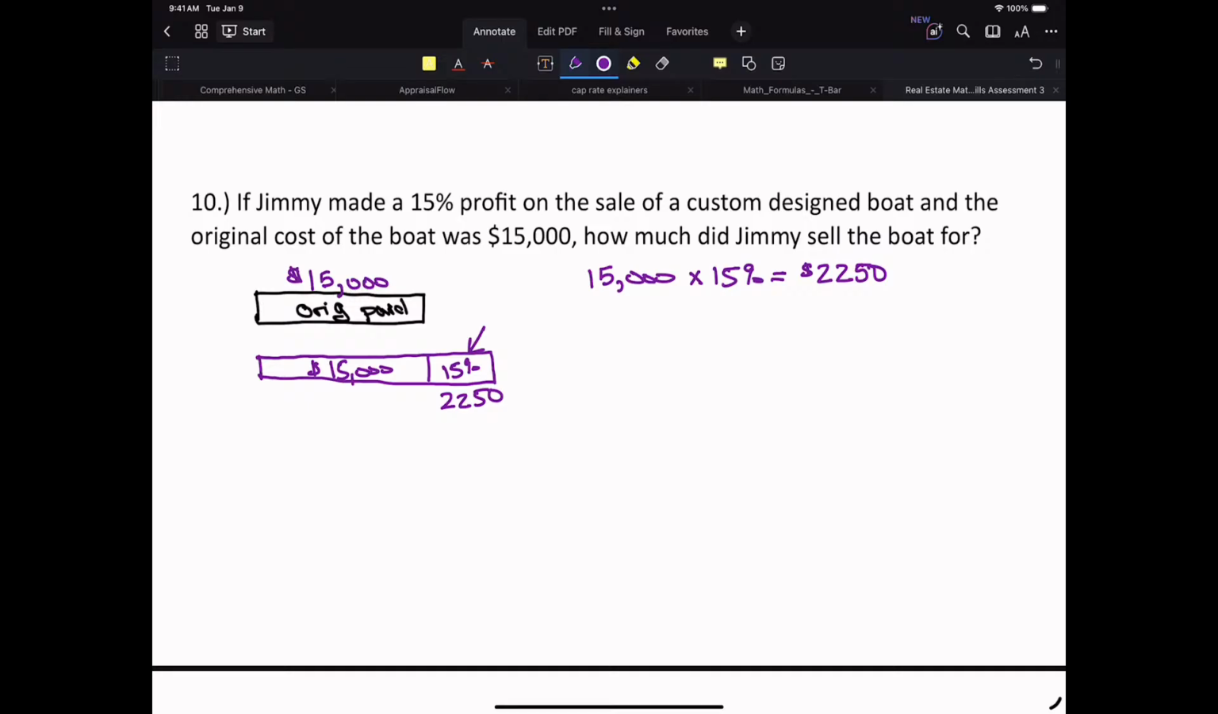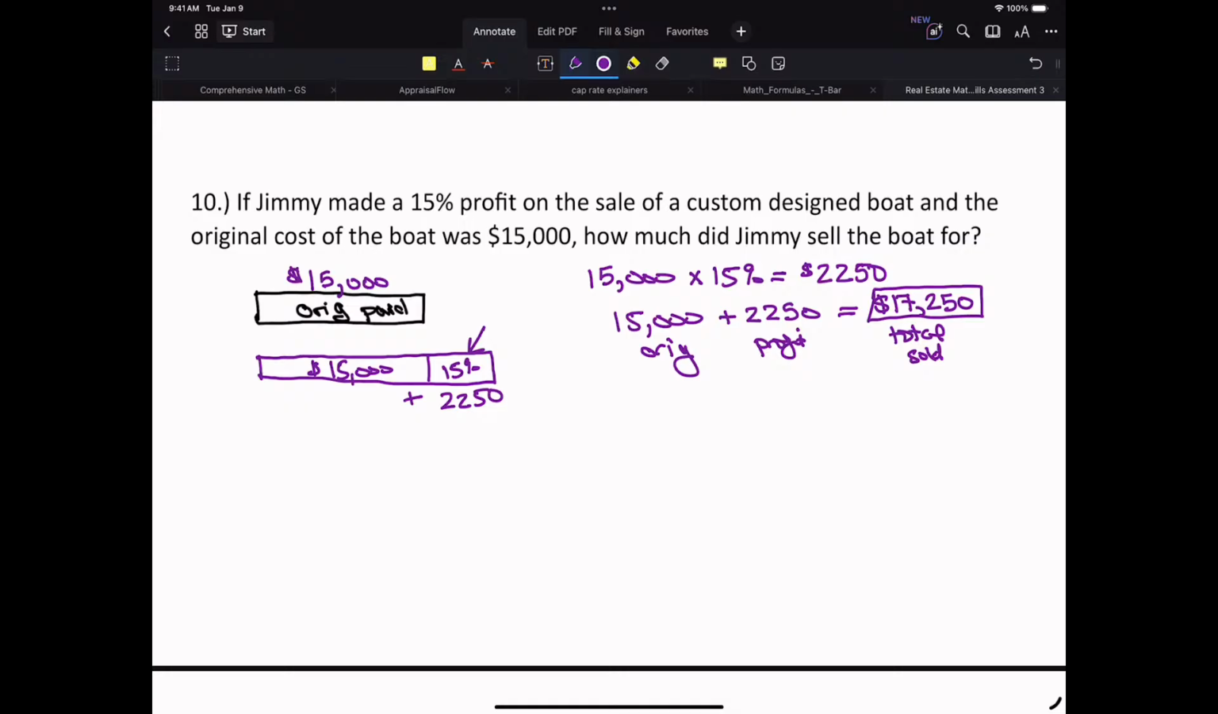So what did he sell this for? He sold it for the $15,000 plus the $2,250. This is what he originally made. That's the profit. And so this is the total he sold it for. So 15,000 plus 2,250 is $17,250. There you go. Love it. Sometimes if you see me doing math, you'll see me put a box around the last number there.